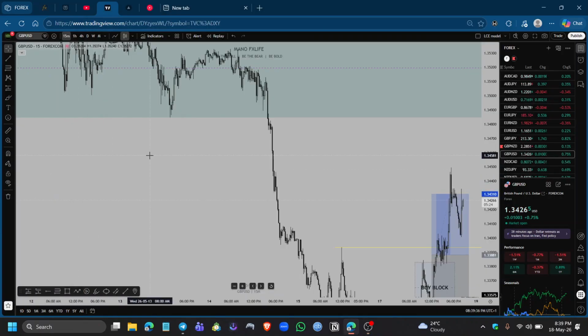Making use of just three time frames: the daily, the 1 hour, and the 15 minutes. Depending on some conditions, we might be using the 4 hour time frame, and I'll tell you why. But first, let's start with the daily.